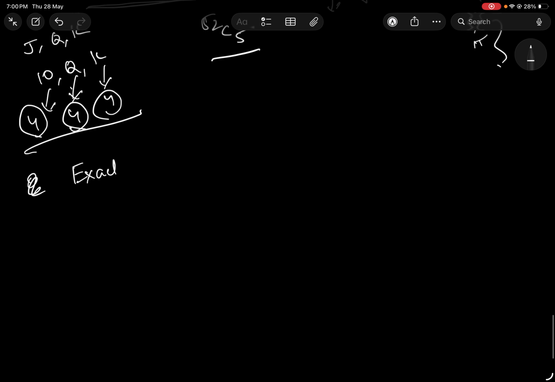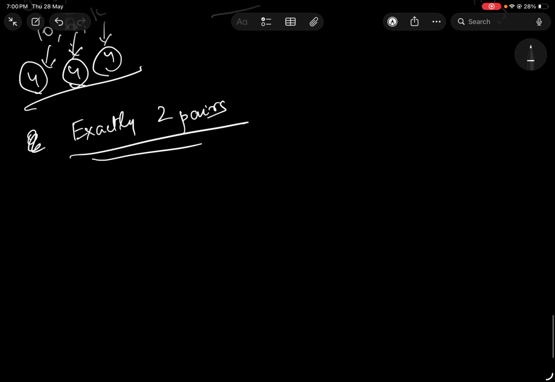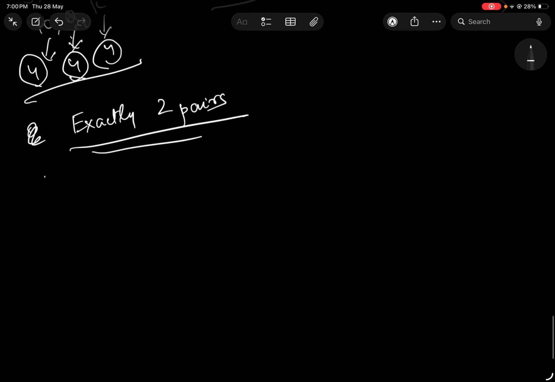Exactly 2 pairs. So what this means is that I first have to select one pair. I first have to select what are the 2 different numbers. I have to first select 2 numbers from the 13. Suppose I get a jack and I get a 2. These are the 2 numbers that I will get.